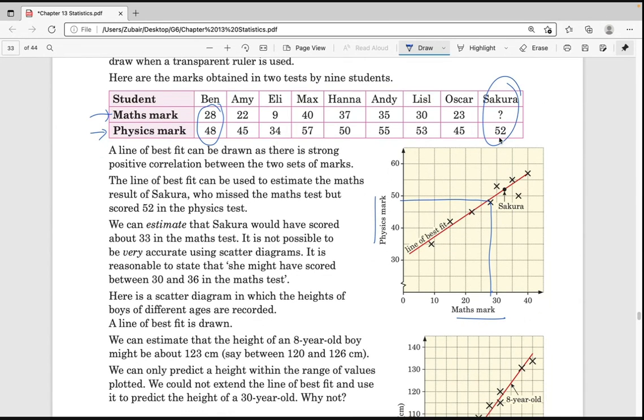Now we have this. We know that Chikura scored 52 on physics. So 52, and from the line of best fit, we can read how much she scores in math. 34.